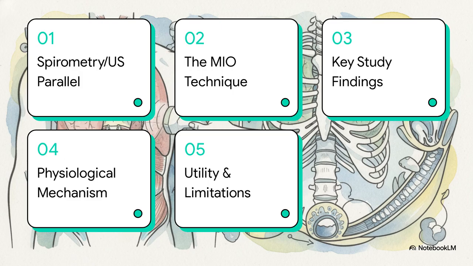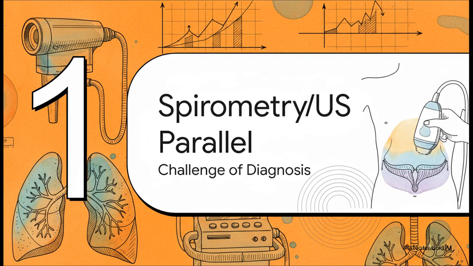All right, here's how we're going to tackle this. First, we'll look at the incredible parallel between an ultrasound trace and a spirometry curve that really sparked this whole idea. Then, we'll get into the nuts and bolts of the M-mode index of obstruction, or MIO technique. After that, we'll dig into the key findings from their study, unpack the physiology behind why it works, and finally, we'll talk about where this fits in clinically, both its uses and its really important limitations. So, let's set the stage.